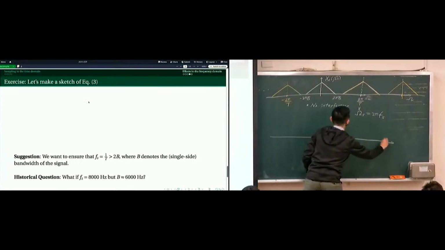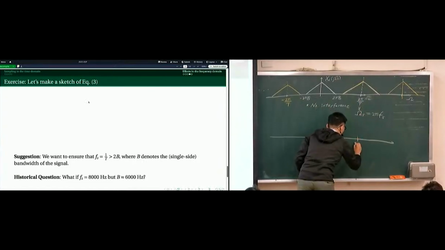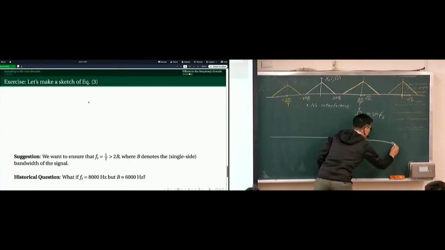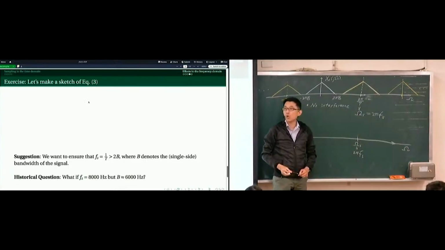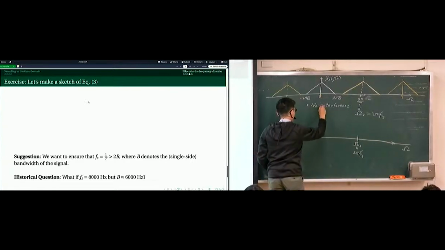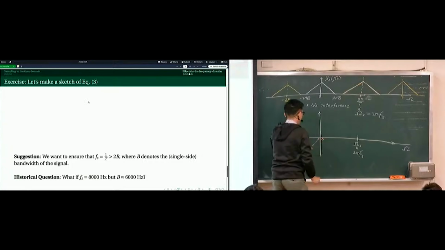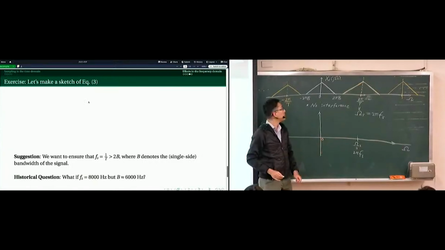But let's look at another case. What if now the sampling rate is still right here, omega s equals 2 pi times the sampling rate, depending on whether your unit is radian per second or hertz. DC right here, zero frequency. So that's the frequency axis. DC right here.